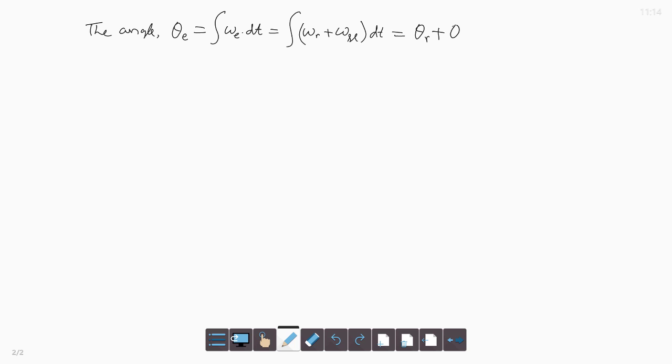So, for this, the angle theta e, which is the integral of omega e dt, that is the integral of omega r plus omega s l, is theta r plus theta s l. This is the first equation which will be used for indirect vector control.